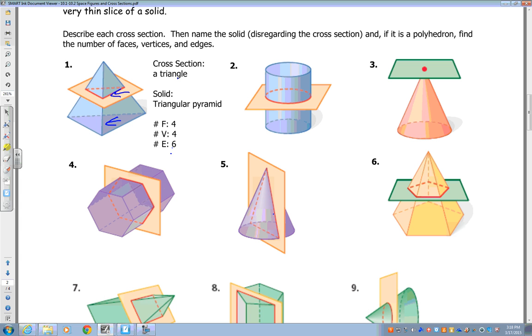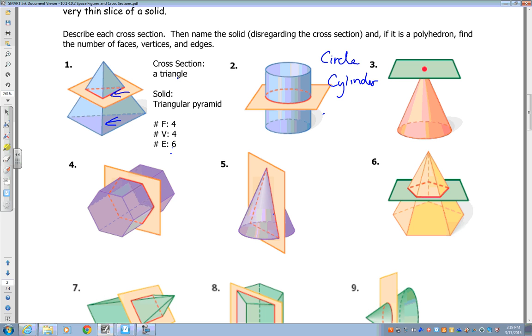That's Euler's rule. On number 2, if I make this horizontal cut, what shape would the cross-section be? Yeah, write down circle. The cross-section's a circle. What is the name of this three-dimensional shape? Yeah, it's a cylinder. Is a cylinder a polyhedron? No. So are we going to have faces, vertices, and edges? No. So we can't use Euler's rule. We're done. That's all we can do here.